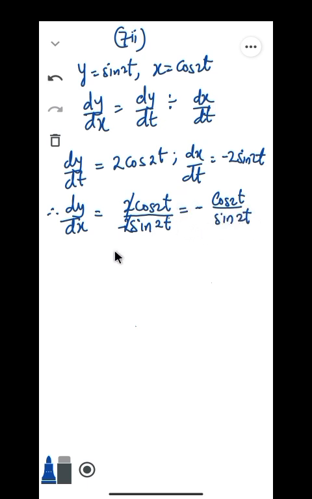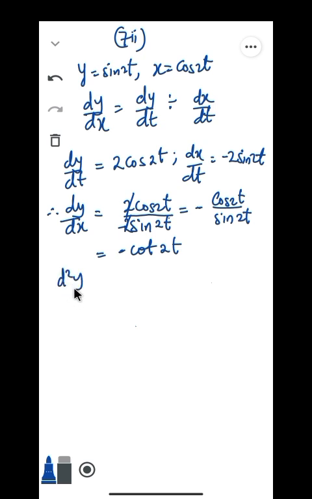Okay, so what does this look like? Negative cos over sine, that should be negative cot 2t. So this is our first derivative. Let's go ahead to get the second derivative.